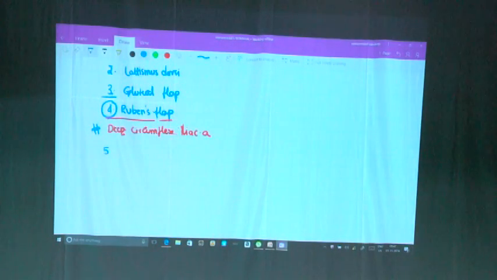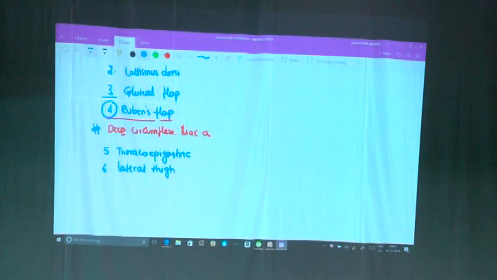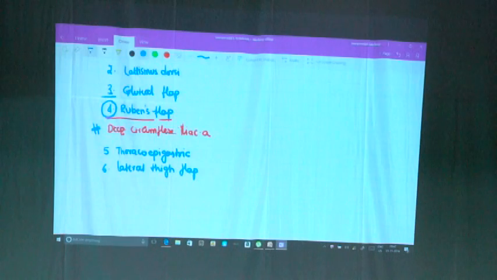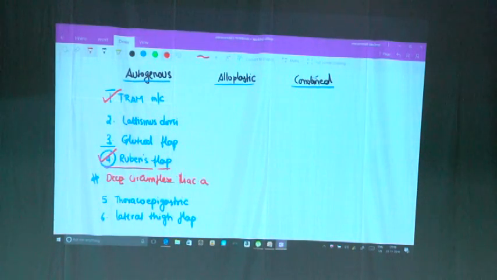Another miscellaneous one I can tell you, thoracoepigastric flap. And the last one is lateral thigh flap. Out of the 6 that I've written, please do remember the one that I'm going to mark in red. That is the most common one, that is TRAM and the Rubens flap. These were your exam questions. So TRAM happens to be the most common one, followed by Rubens flap. Remember its blood supply, deep circumflex iliac artery.